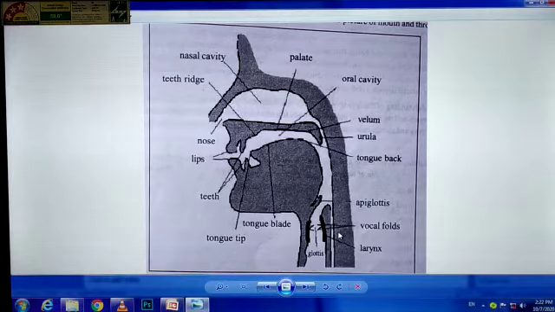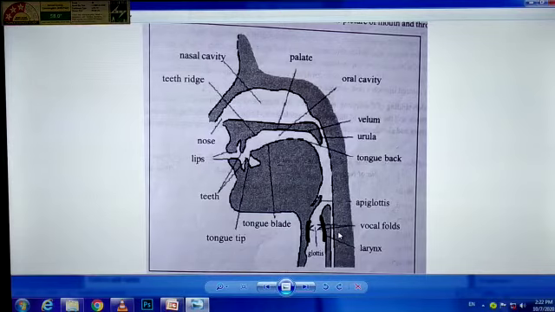So here there are organs of speech. See, in our mouth or in the voice is concerned, every organ which is shown on the screen here, like nasal cavity, teeth ridge, nose, lips, teeth, tongue tip, tongue blade, palate, oral cavity, velum, uvula, tongue back, epiglottis, vocal folds, larynx. These are all the parts which are pertaining to our mouth and throat, various organs. It is to shape our voice, to shape our pronunciation, to utter or articulate the words in a proper way.